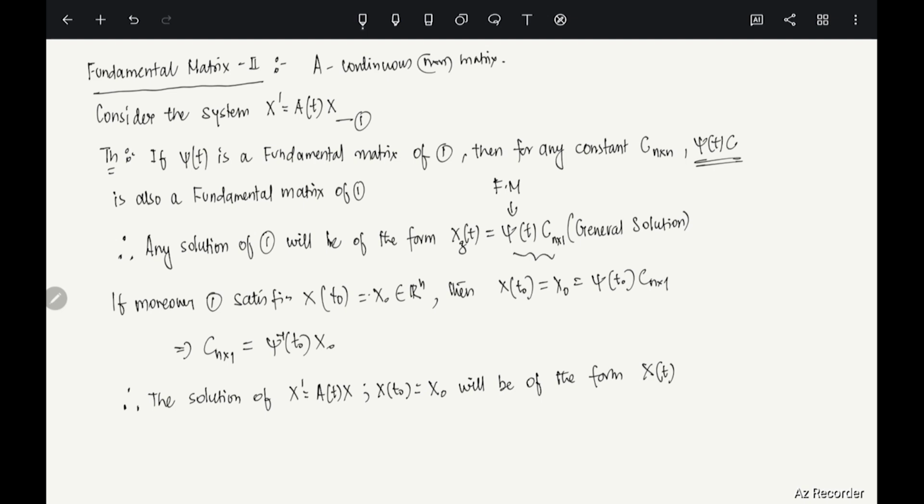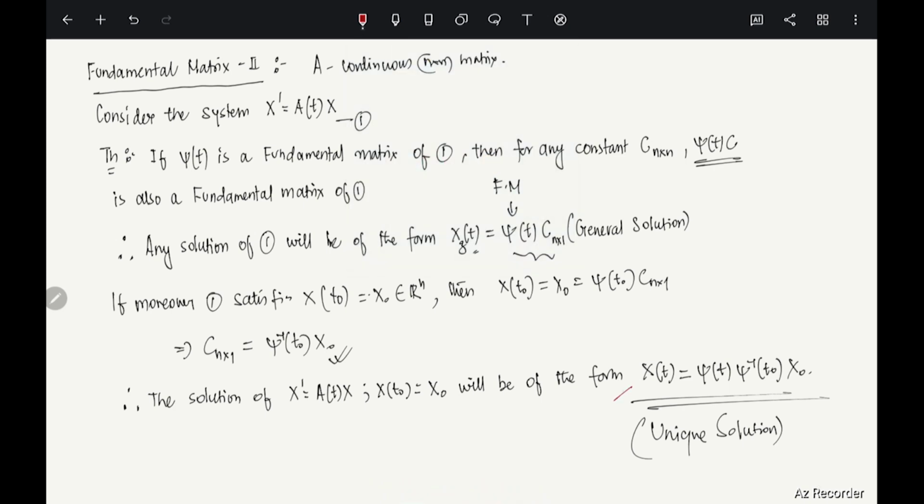Now, how does the solution look in terms of a fundamental matrix? Any general solution looks like phi t times the constant matrix, and if it passes through x naught, then we know what the constant is. So the solution of this problem in terms of the fundamental matrix will be phi of t, phi inverse of t naught, times x naught. This is the unique solution. How do you get uniqueness? By Picard. Clear? So this is the solution in terms of the fundamental matrix.